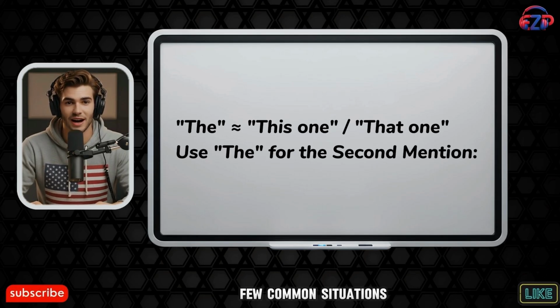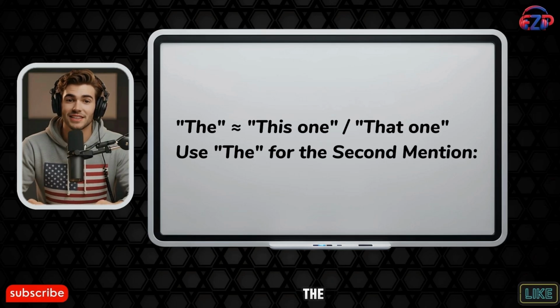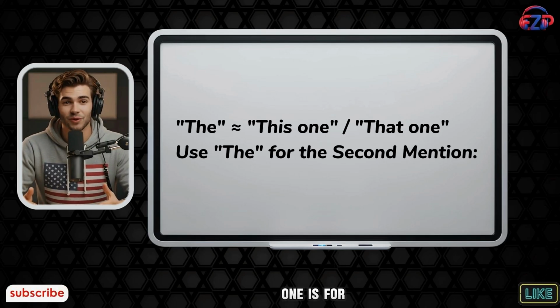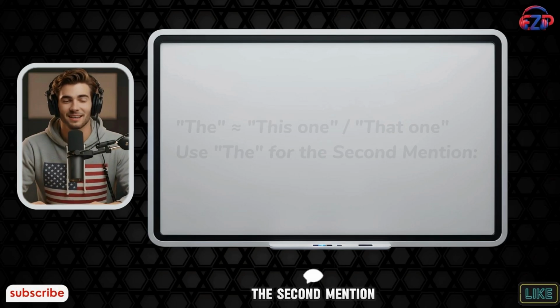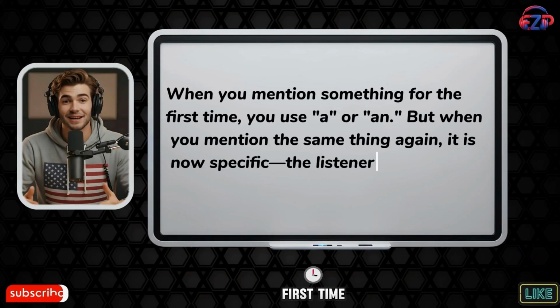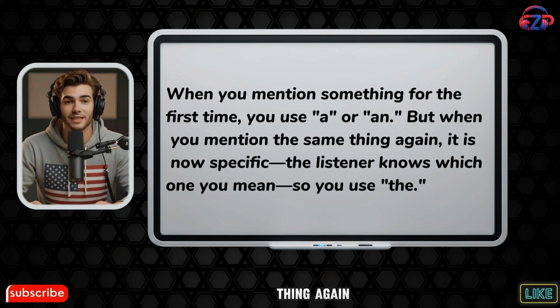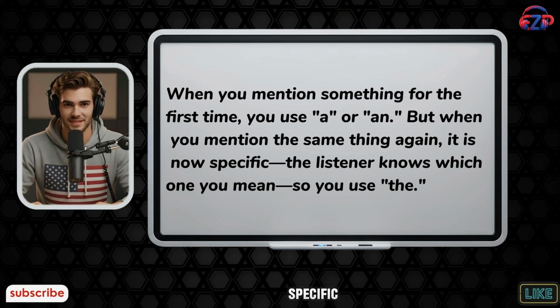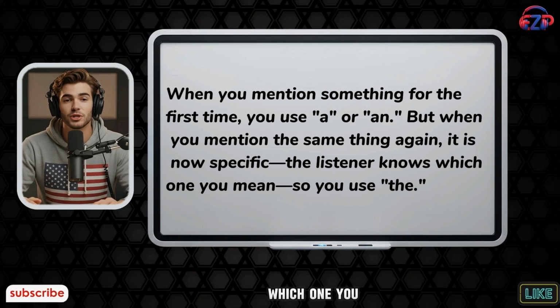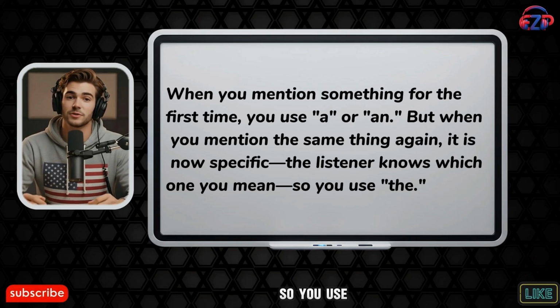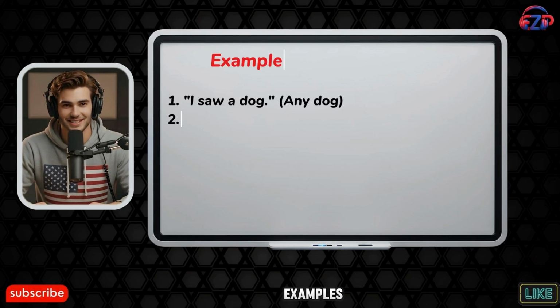There are a few common situations where we use the. The most important one is for the second mention. When you mention something for the first time, you use a or an. But when you mention the same thing again, it is now specific. The listener knows which one you mean. So you use the. Let's go back to our examples.